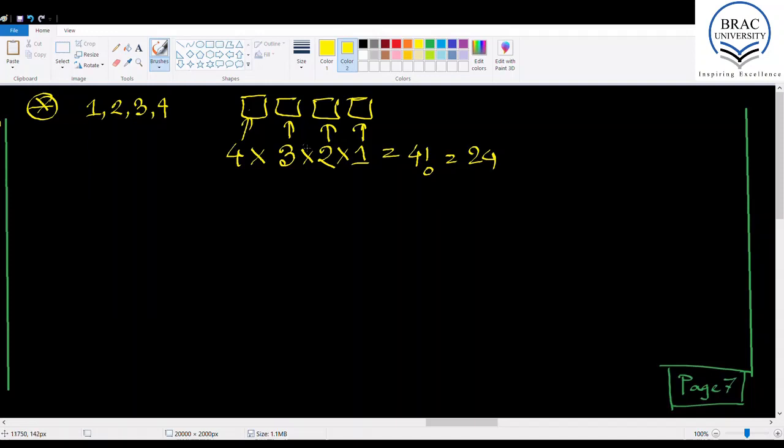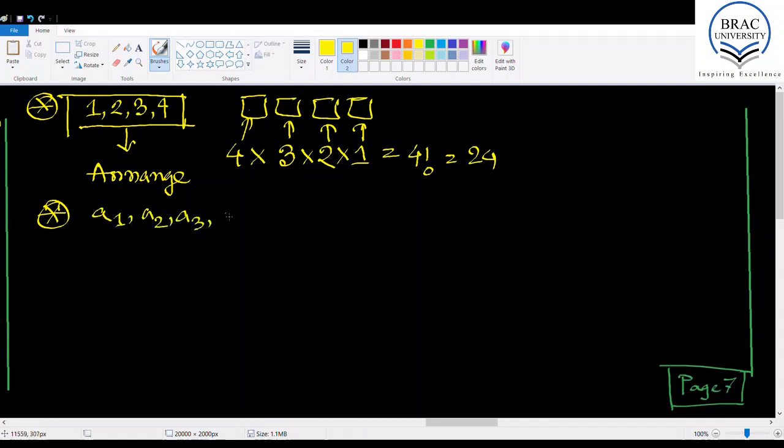So this question can also be asked in this way: in how many different ways can you arrange all of these 4 elements? You can arrange these elements in 4 factorial or 24 ways. So if I were to ask you, there are A1, A2, A3, A4 up to An, total n elements. In how many ways can you arrange all of these n elements, what would be the result?